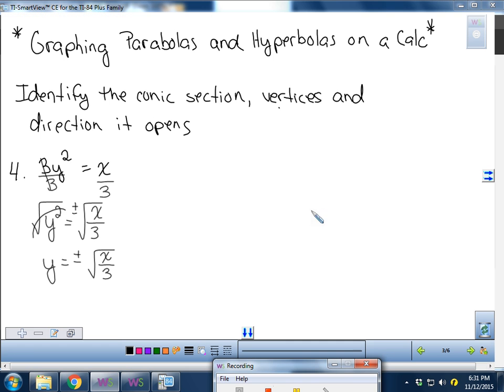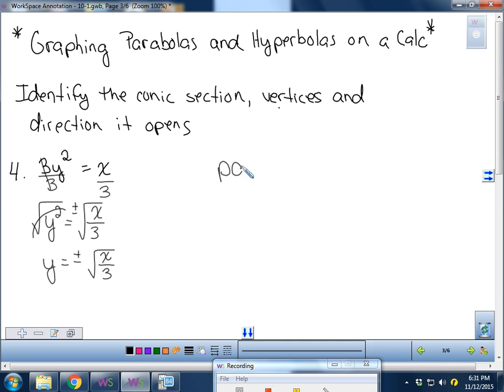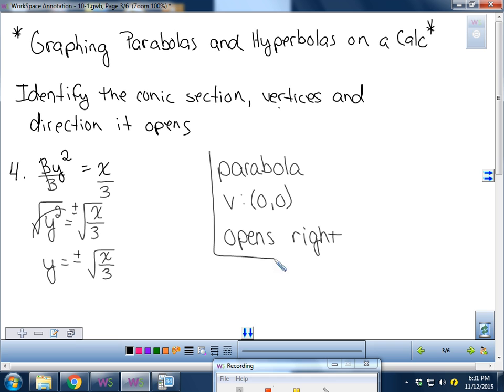So that's all the information I need. This is a parabola whose vertex is at the origin, 0, 0. And it opens to the right. That's everything that it asked me for, so that's all I have to tell.